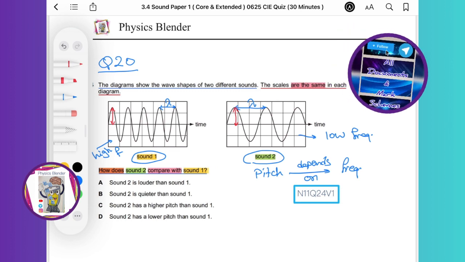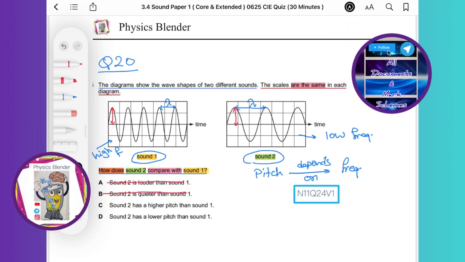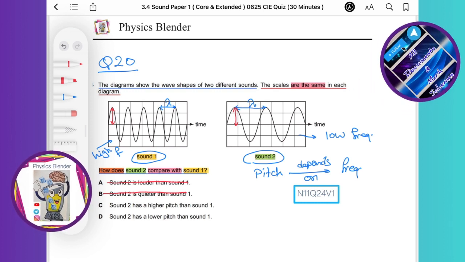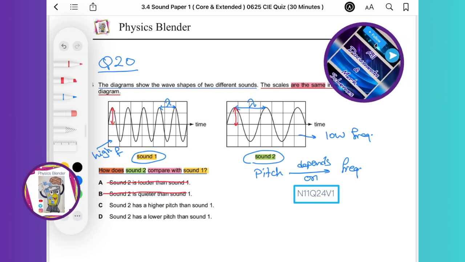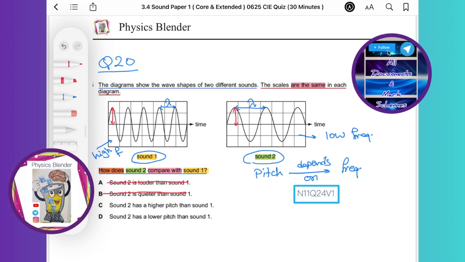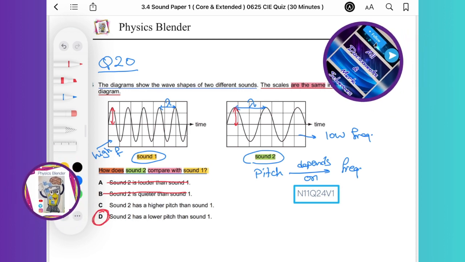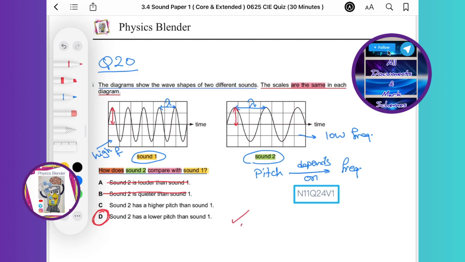So when you compare which one has higher pitch or lower pitch, you will exclude A and B, and you compare that the one which has higher frequency is sound 1. So sound 2 has lower pitch than sound 1. So your correct answer is D. Is it clear?